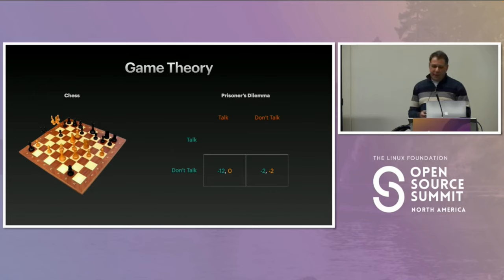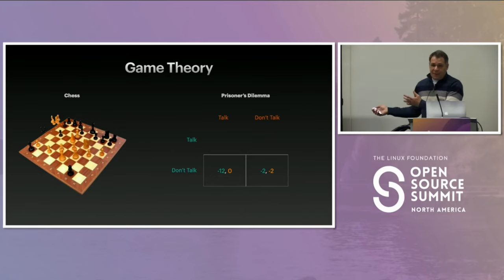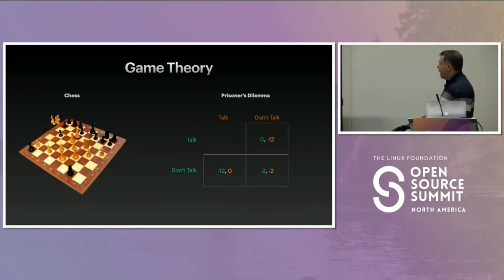Now the person is thinking, should I stay quiet? What if the other person talks and I don't talk? Then I go to jail, but the other person doesn't. So my incentive is, do I really trust the other person? Or should I just talk, and whatever the other person does, well, the other person does. Then you think, okay, I have the two incentives over there. The person on the other side is also going to be thinking, should I talk or not talk?